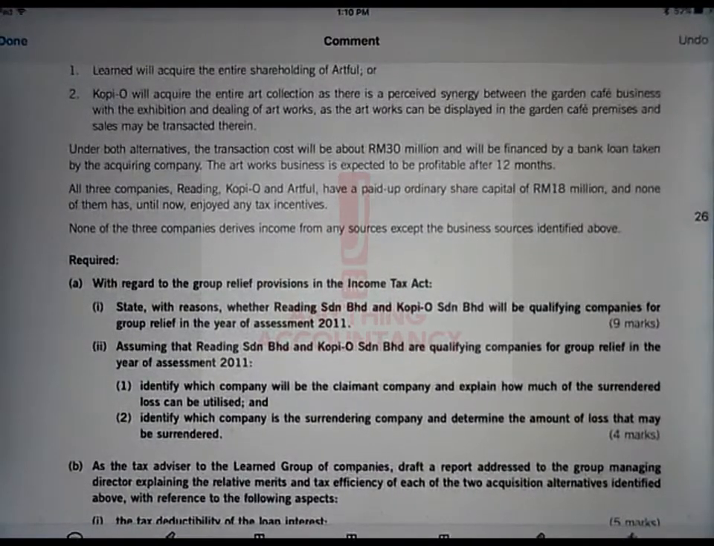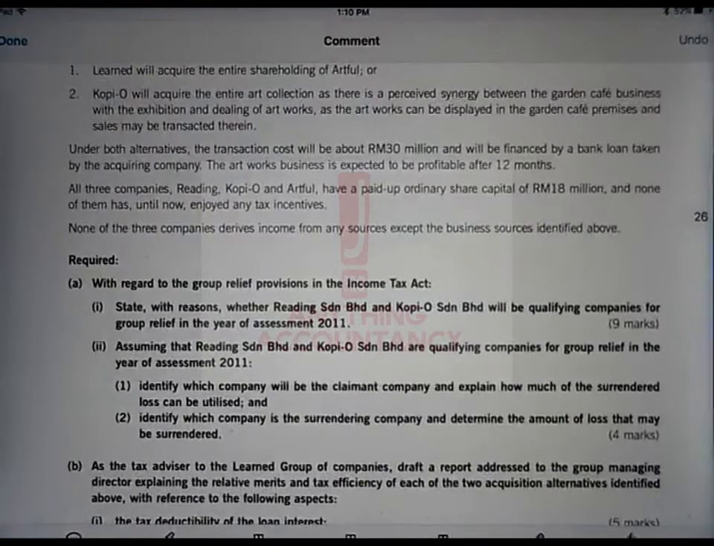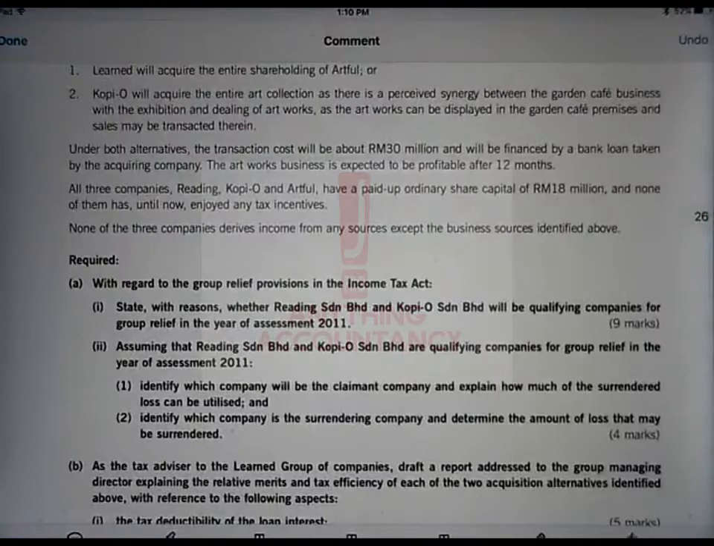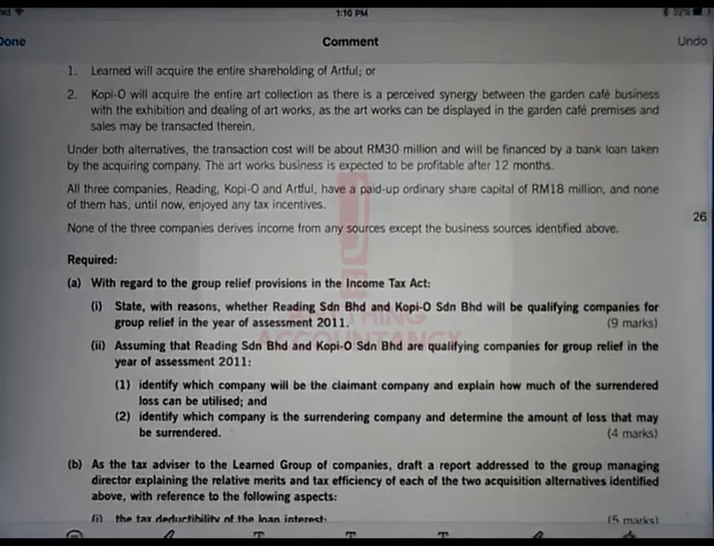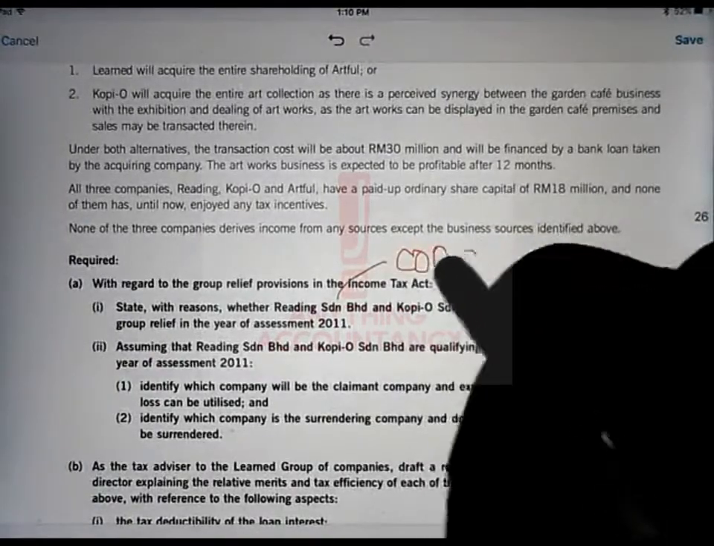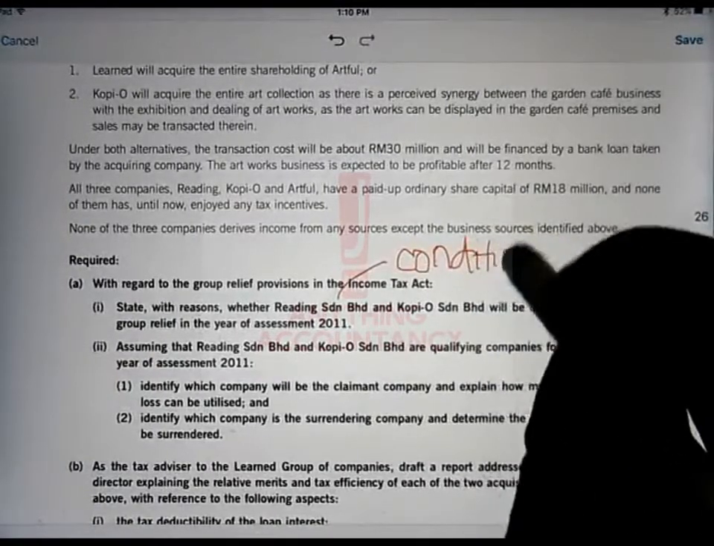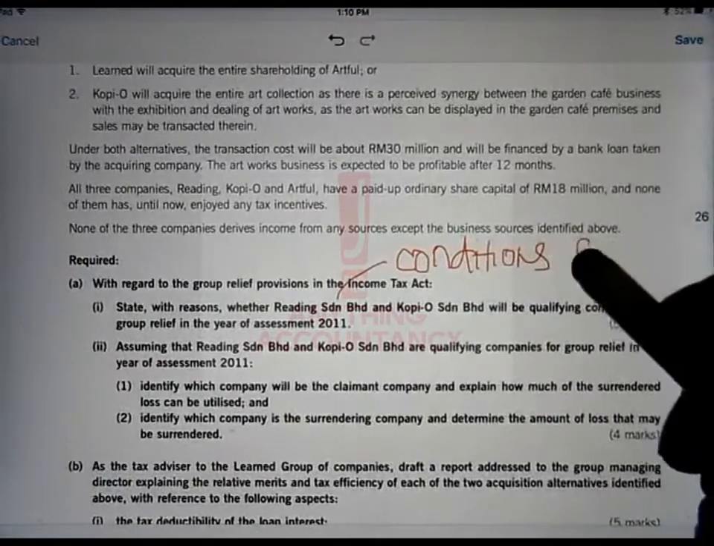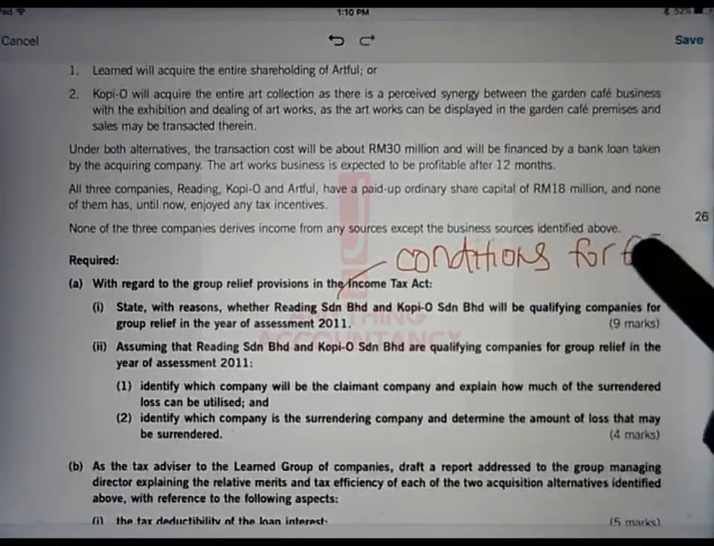This question basically focuses on, with regard to group relief provision income tax, state with reason whether Readings Learned Bhd and Kopios Learned Bhd will be qualifying companies for group relief in year of assessment 2011. So basically, what is this testing? Conditions. You can note these are conditions for group relief. Okay.